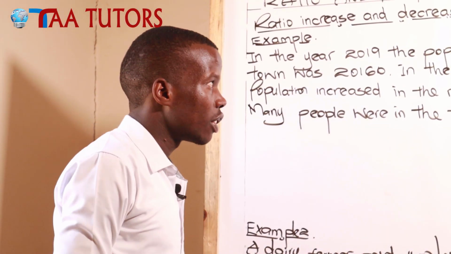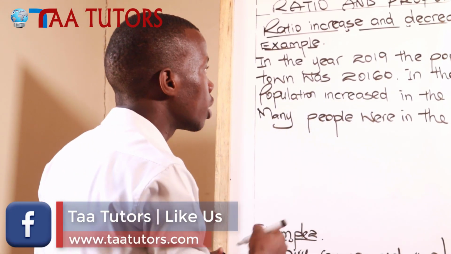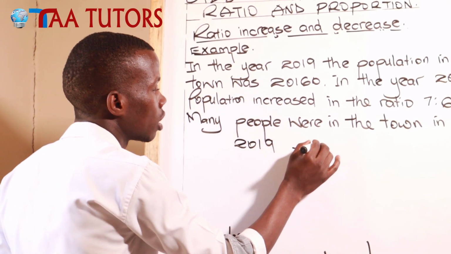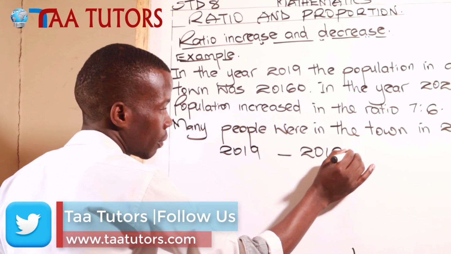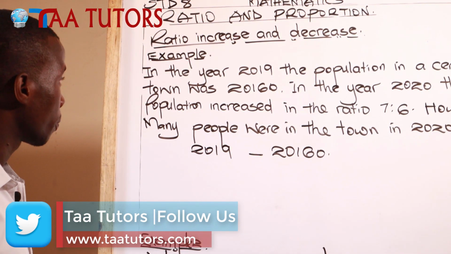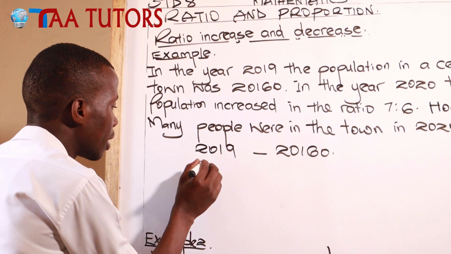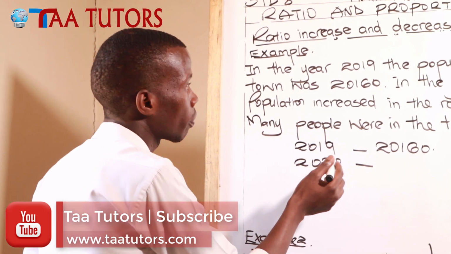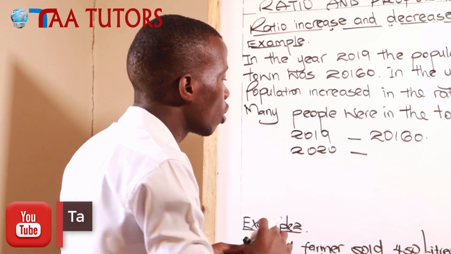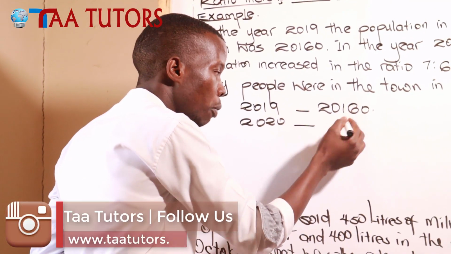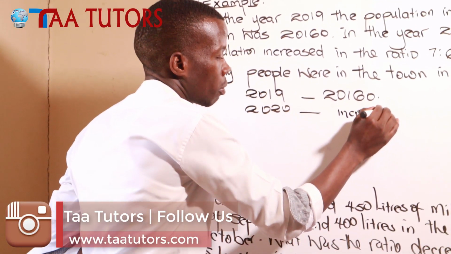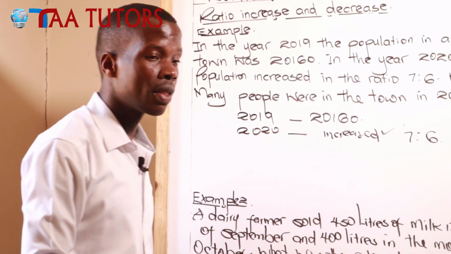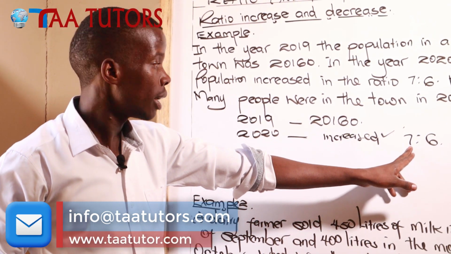Once more, let's read the question. In the year 2019, the population in a certain town was 20,160. So that is the population of the people in the town. In 2020, we don't know the population, but we are given the ratio. The population increased in the ratio of 7 to 6. So this is the ratio of the increase, 7 to 6.